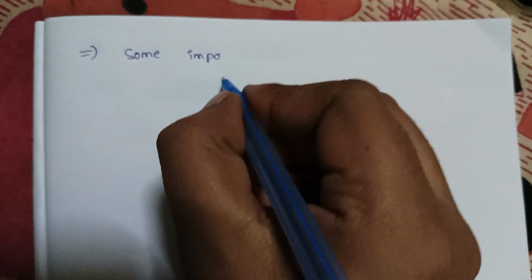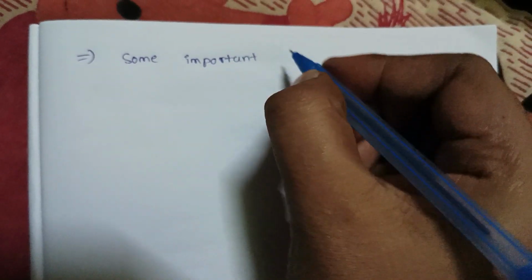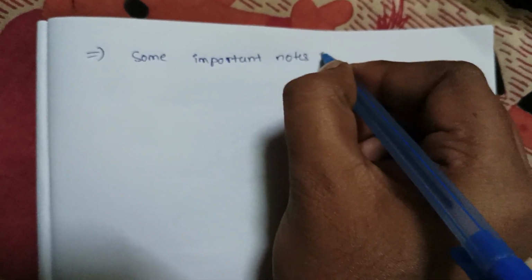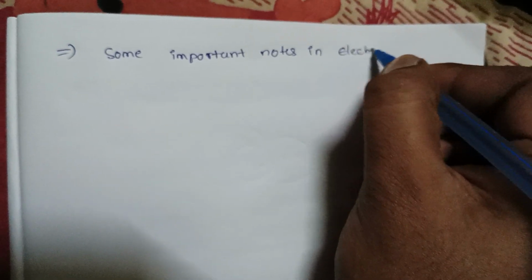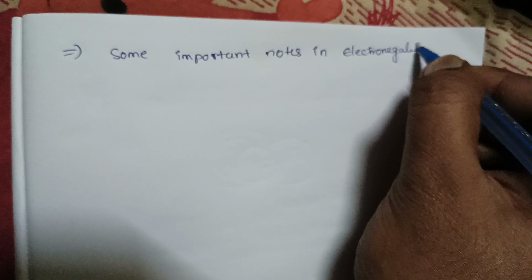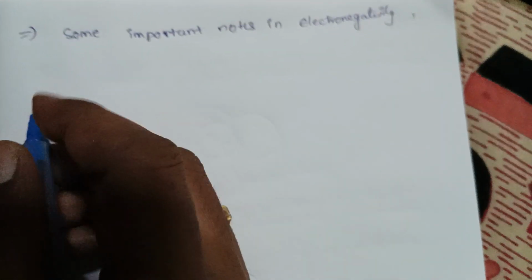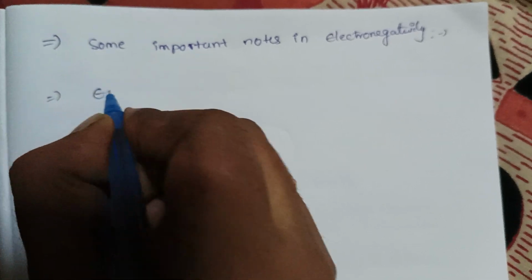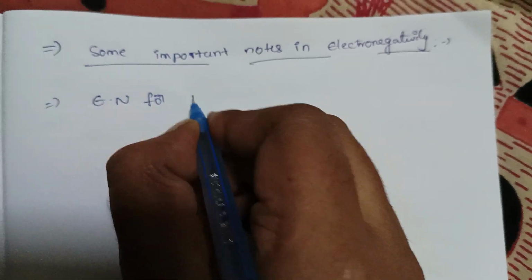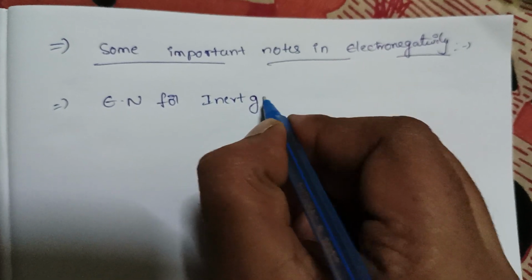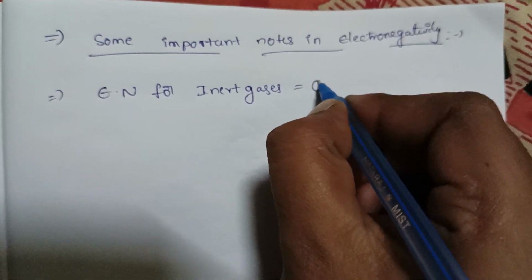Some important notes in electronegativity. Electronegativity for inert gases is 0.